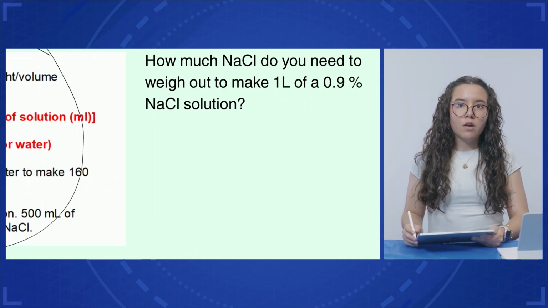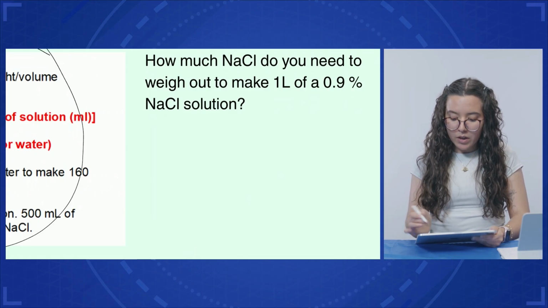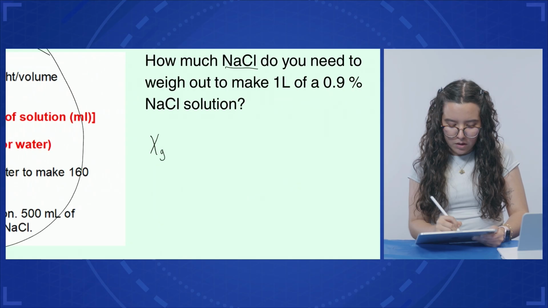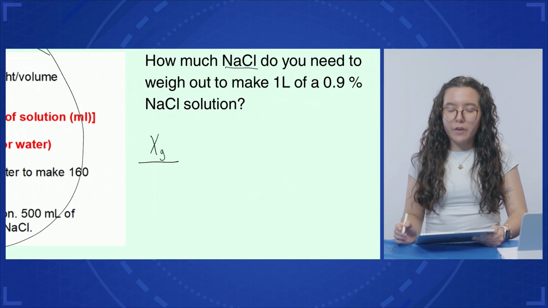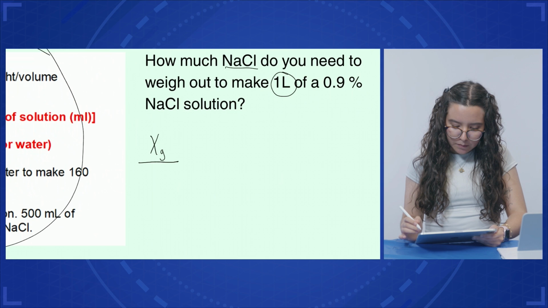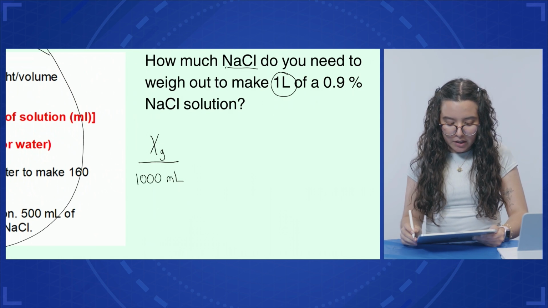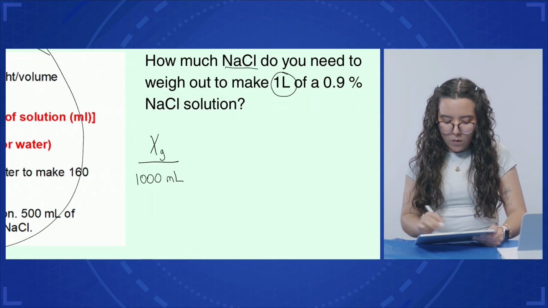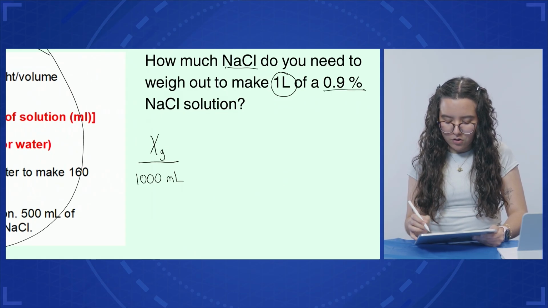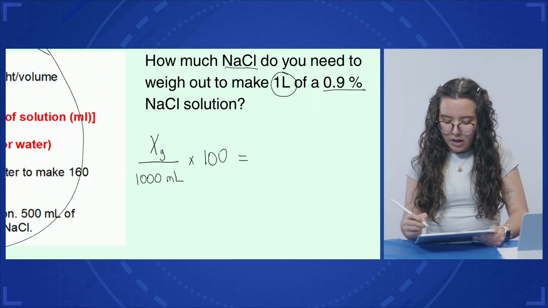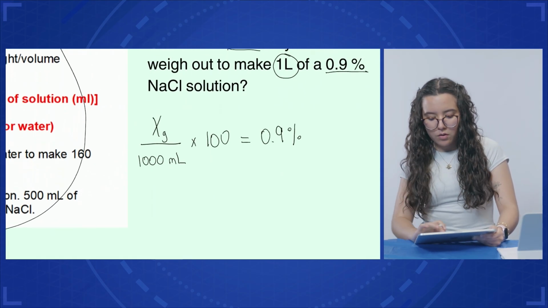So here, just always start off with what you know. First, what is it asking? It's asking how much sodium chloride do you need? So that means it'll probably be in grams. So you can start with that being your X or unknown variable, and you need 1 liter. So I'll go ahead and convert that into milliliters, so 1,000 milliliters. And we know that is what this concentration would be. However, it's a percentage, so we need to multiply that by 100. And then we have our final setup.